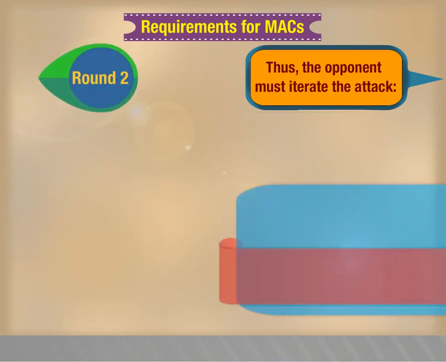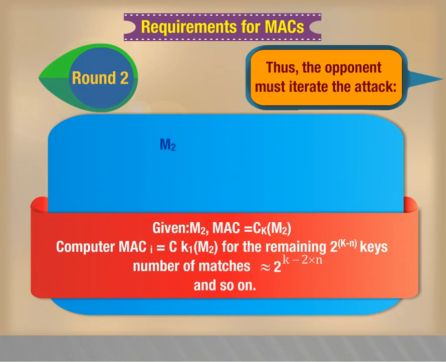Round 2. Given M2, MAC is equal to Ck of M2. Compute MAC i is equal to Ck i of M2 for the remaining 2 power k minus n keys. Number of matches, which is equivalent to 2 power k minus 2 into n, and so on.